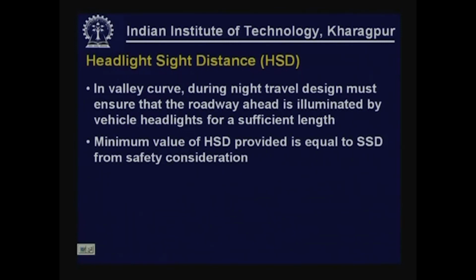So, therefore, there is a necessity to consider this sight distance for the special situation, and which is called as headlight sight distance. That means, the distance available by the illumination of headlights. This headlight sight distance should be at least equal to the stopping sight distance, so that under emergency conditions during night time driving on valley curves, vehicle can also stop.